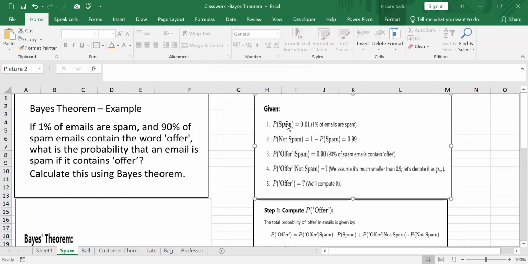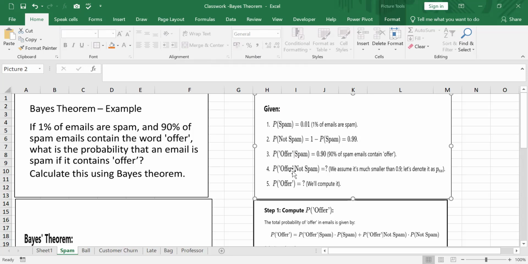Probability of spam, that is, what percentage of emails are spam. It is 1% is spam. 1% turns out to be 0.01. 90% of the spam emails contain the word offer. That is P of offer given spam. If it is a spam, the probability of it having the word offer is 90%, which is 0.9.